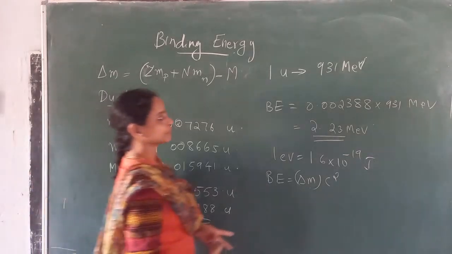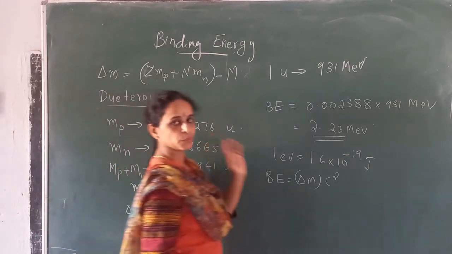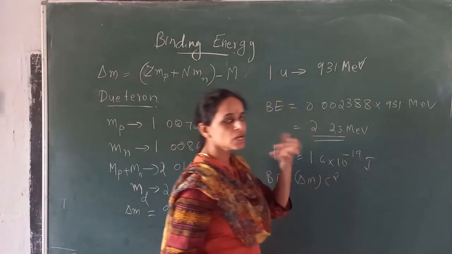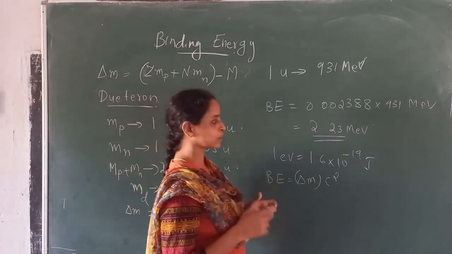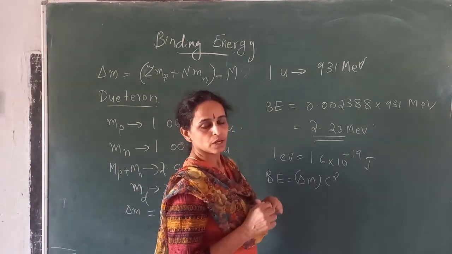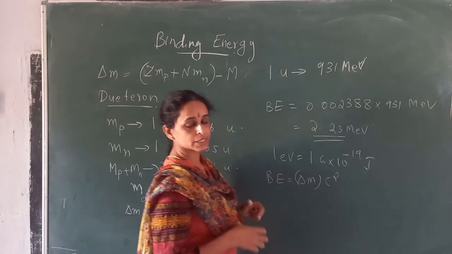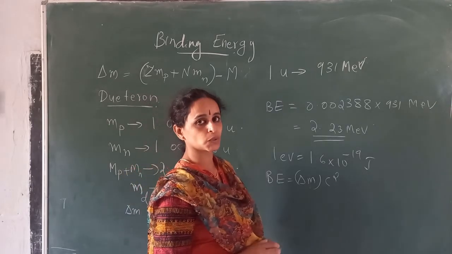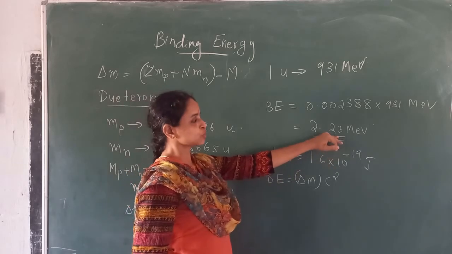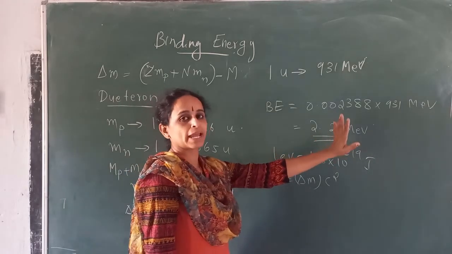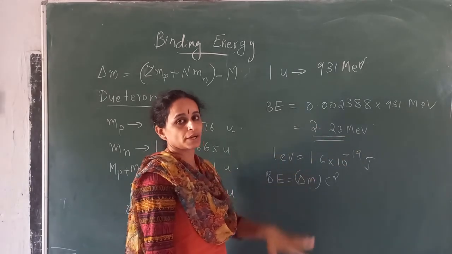So this difference in mass, that is the mass defect, is converted in the form of binding energy. We have to supply that much energy in order to disintegrate this nucleus into its constituents, that is, protons and neutrons. So in order to split the deuteron into one proton and one neutron, we have to supply 2.23 mega electron volt of energy.